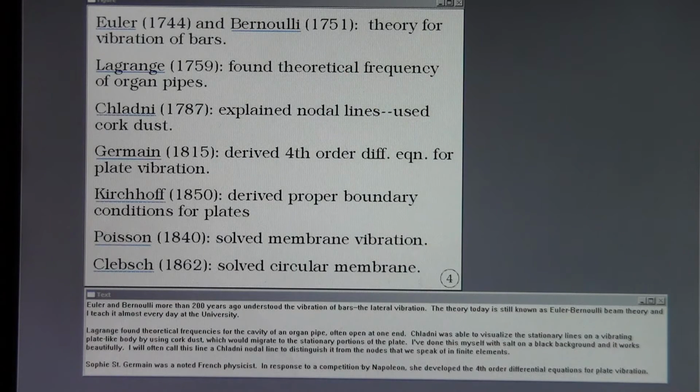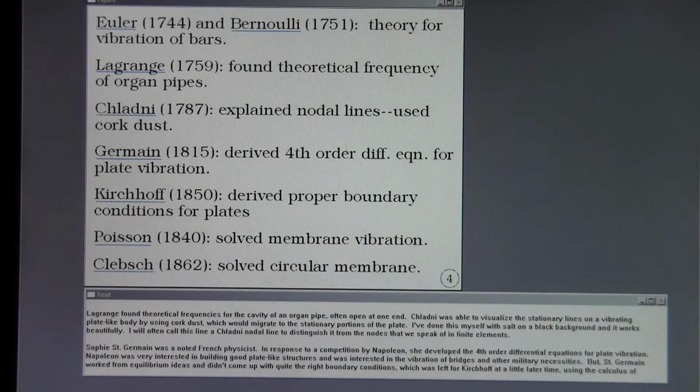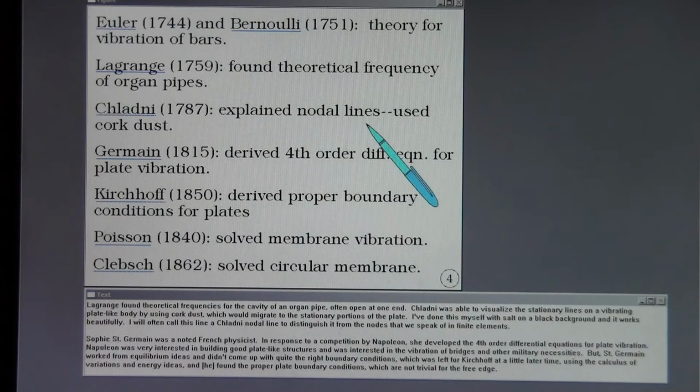Lagrange found theoretical frequencies for the cavity of an organ pipe, often open at one end. Chladni was able to visualize the stationary lines on a vibrating plate-like body by using cork dust, which would migrate to the stationary portions of the plate. I've done this myself with salt on a black background, and it works beautifully. I will often call this line a Chladni nodal line to distinguish it from the nodes that we speak of in finite elements. Sophie Germain was a noted French physicist.